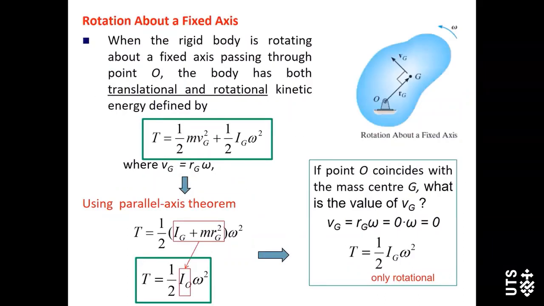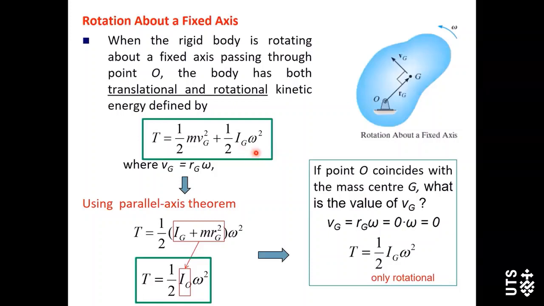Next, rotation about a fixed axis. And here, this is the rigid body undergoing rotation about a fixed axis through point O. O is the rotation center. G is the mass center point. Of course, we can adopt this already simplified equation for our calculation.